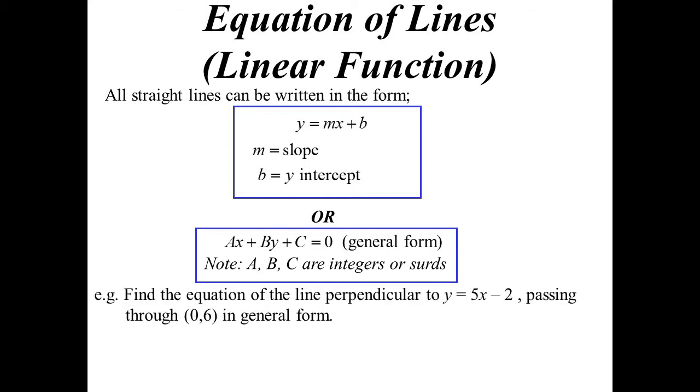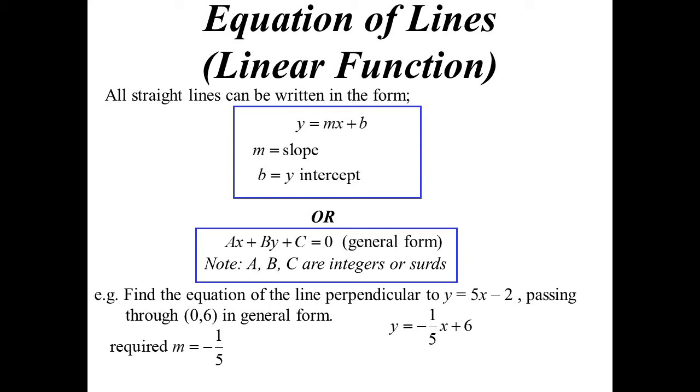So we're going to find the equation of a line. It's perpendicular to 5x minus 2, and we know it passes through the point (0, 6), and we're going to write it in general form. We know the slope will be minus 1/5. Perpendicular, the slopes are the negative inverse of each other. So the line they've given me, the slope's 5, so the slope I want, negative 1/5. Now, nicely, we've got the y-intercept. So I can just go straight to y equals mx plus b here, and we get the equation.